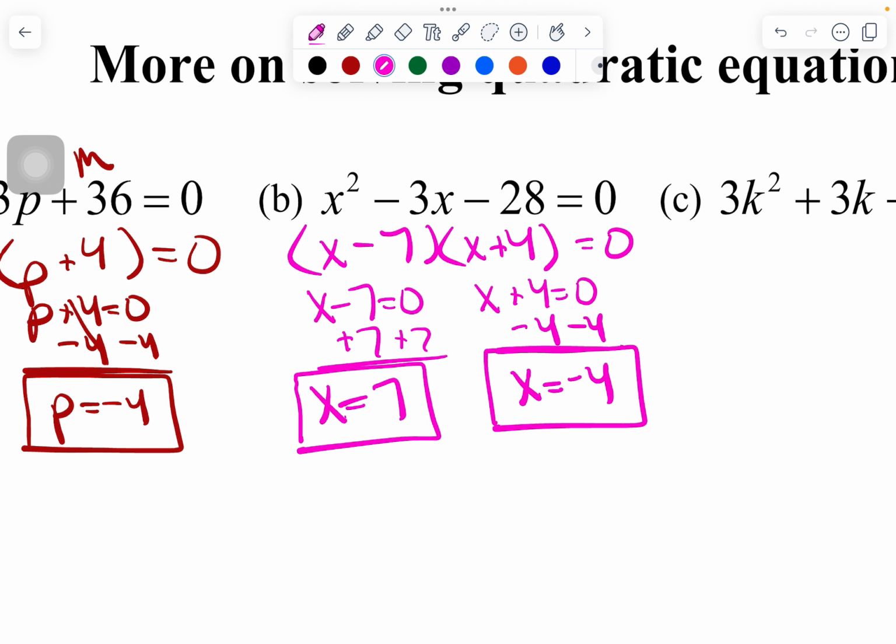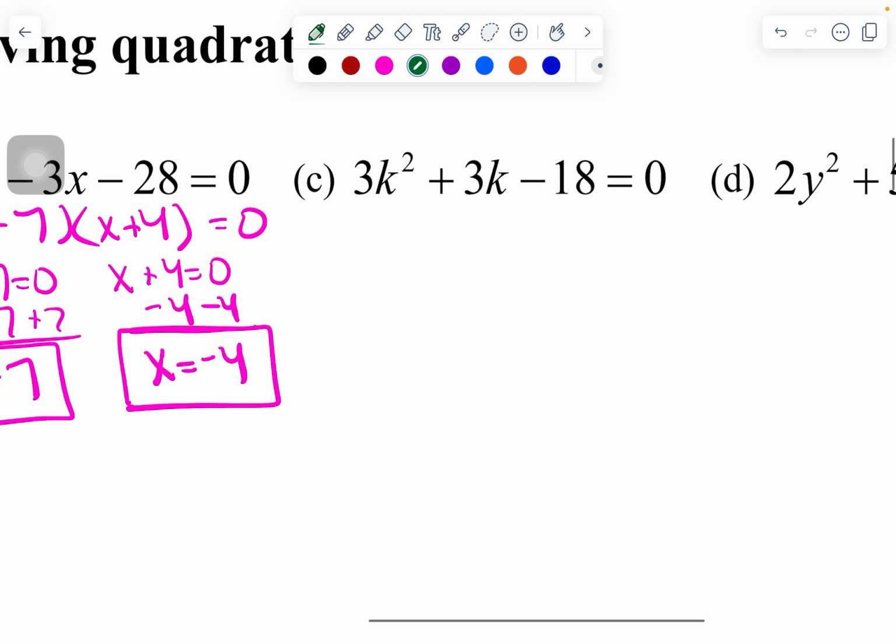I did make this comment before, but don't forget, you might start recognizing this. If your factor is x minus a number, your answer is going to be the positive of that. If your factor is x plus a number, your answer is going to be the negative of that. So it swaps signs.